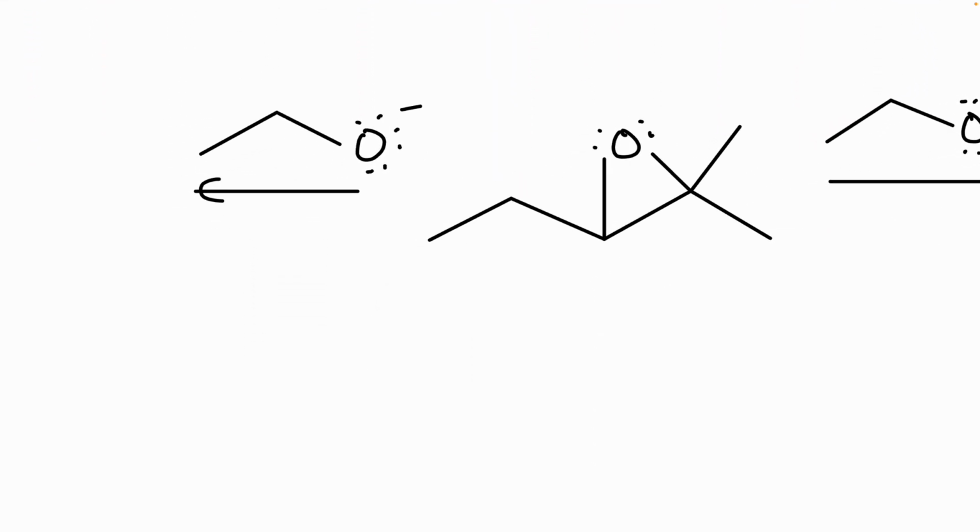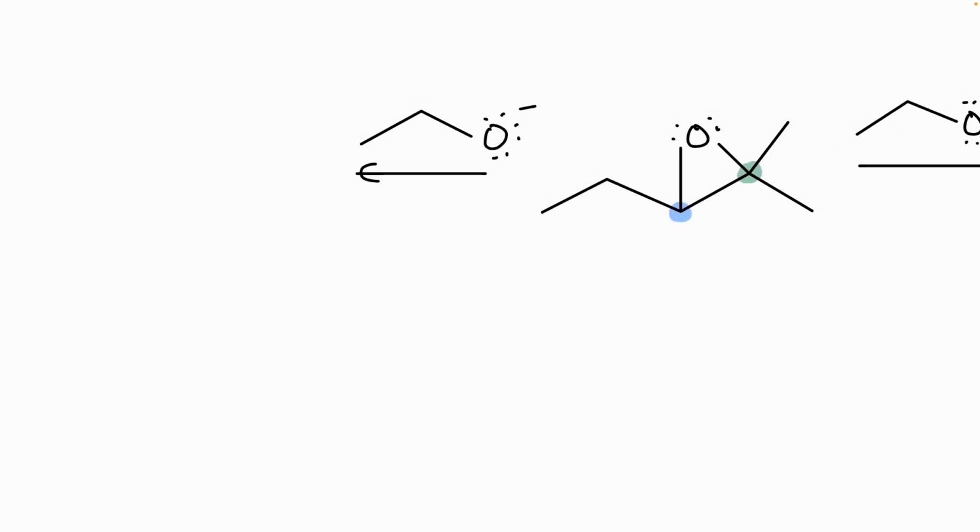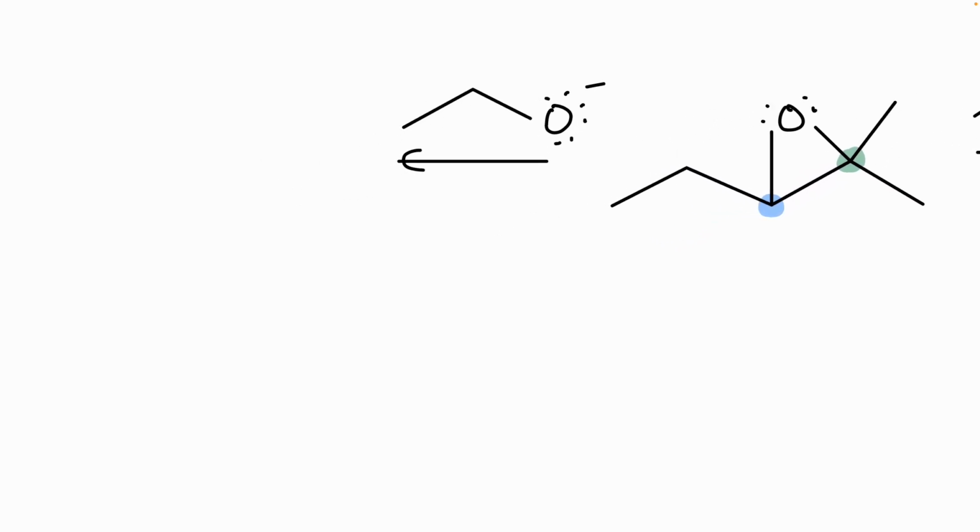Let's play that same game over here. Again, one of these is going to be blue. One of these is going to be green. Under basic conditions, where am I going to put that nucleophile? The blue carbon, because blue's secondary and green's tertiary. And under basic conditions, it's just always an accessibility argument.